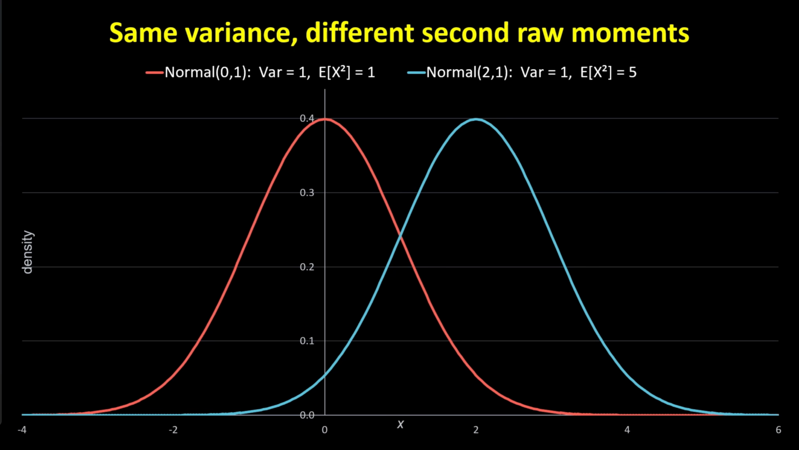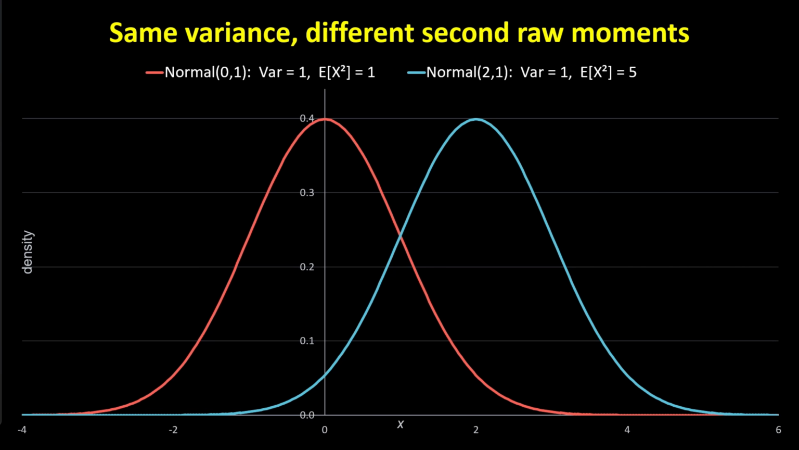And recall we said that the raw moments are measured relative to 0. Notice that the red distribution, which has a mean of 0, is tightly clustered around 0. And so it has a lower raw moment than the blue distribution, which has a mean of 2. But its second raw moment is relative to 0. And since the blue distribution is overall farther from 0 than the red distribution, it will have a higher second raw moment.